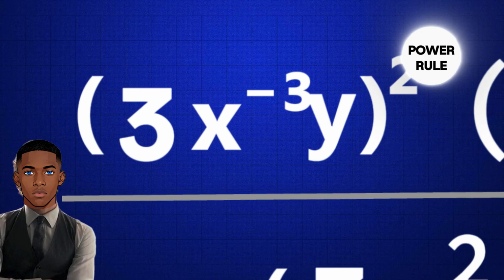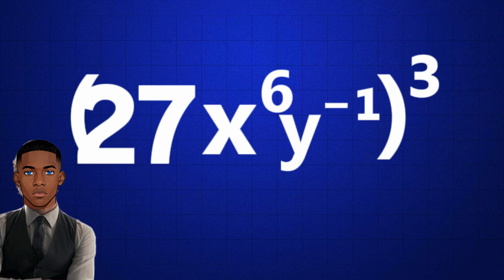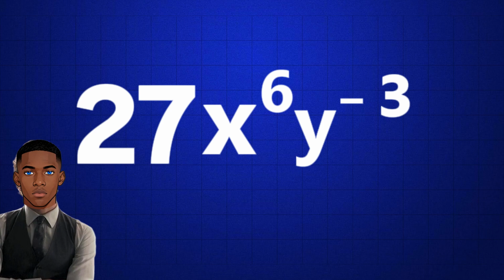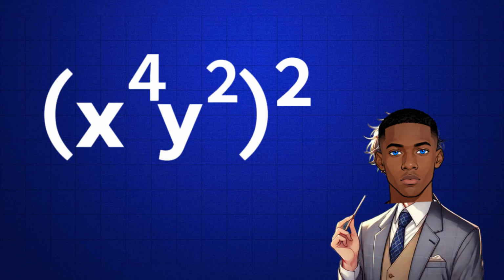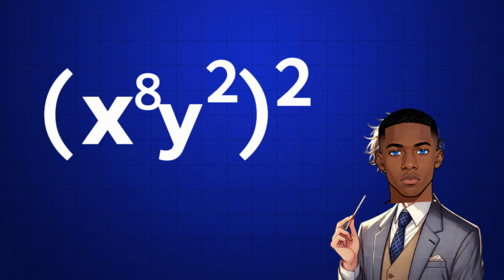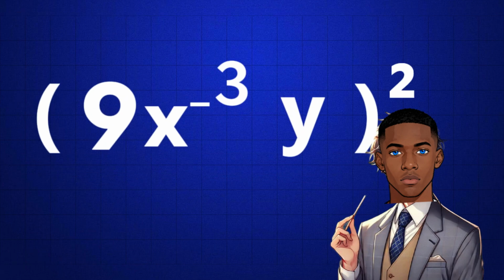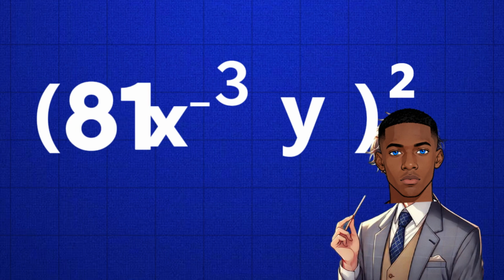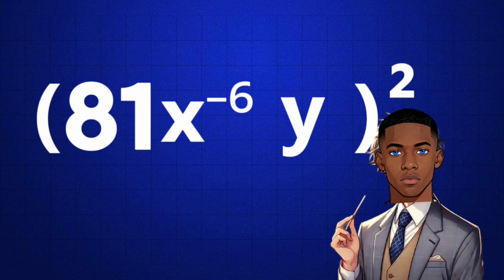On the left part, 3q becomes 27, x squared becomes x to the power of 6, and y to the power of minus 1 becomes y to the power of minus 3. Remember, we're multiplying the exponents. The next part, x to the power of 4 times 2 becomes x to the power of 8, and y to the power of 2 becomes y to the power of 4. On the bottom, 9 squared becomes 81. X to the power of minus 3 becomes x to the power of minus 6, and y becomes y squared.